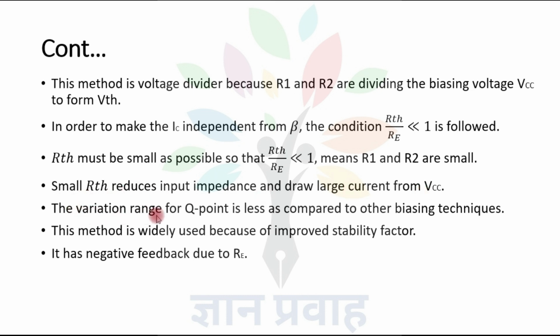The variation range for the Q point is less as compared to other biasing techniques. If we find the variation range for the Q point, then it is very less as compared to other biasing circuits. It means it provides the maximum stability for the Q point as compared to other biasing circuits. And it also has negative feedback, and it is due to the RE resistance value. And this method is widely used because of the improved stability factor. So these are the important points for the voltage divider biasing circuit.